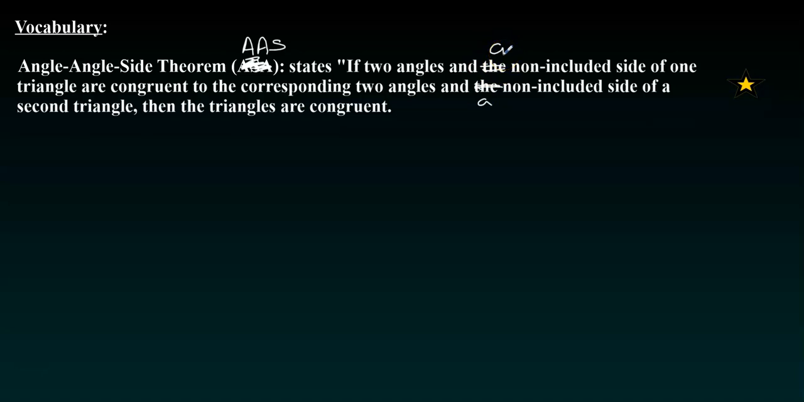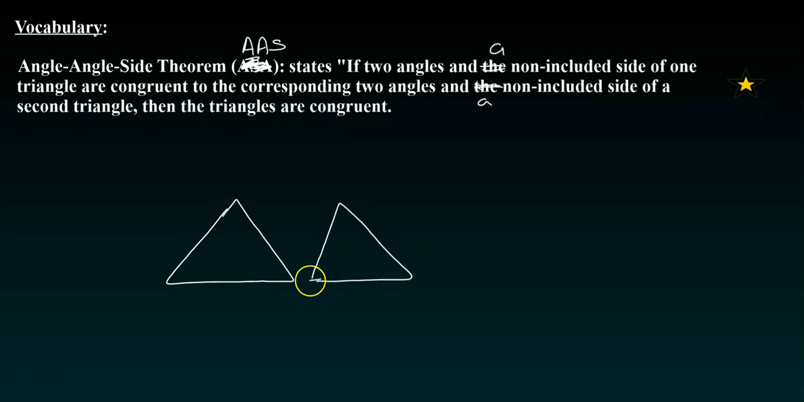So what this means is, here's my first triangle, here's my second triangle. They're saying that this angle is congruent, and if this angle is congruent and one of the sides that's not in the angle is congruent, then the two triangles are congruent.